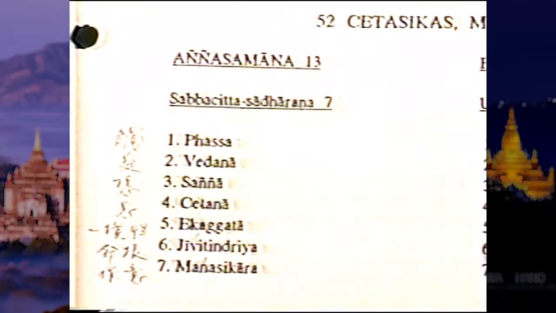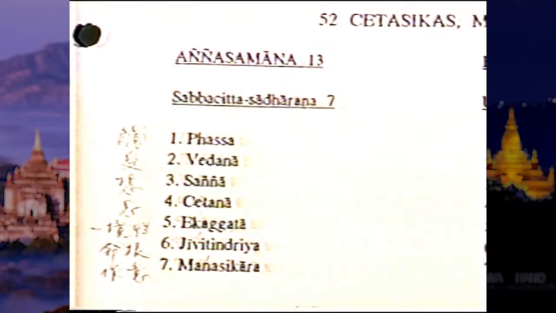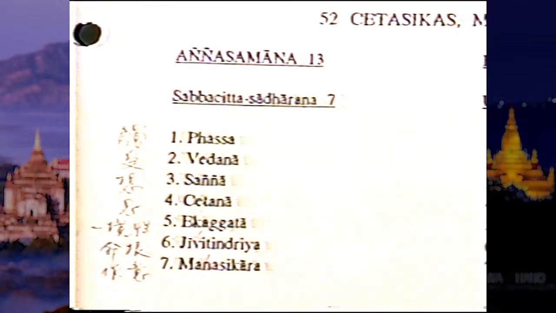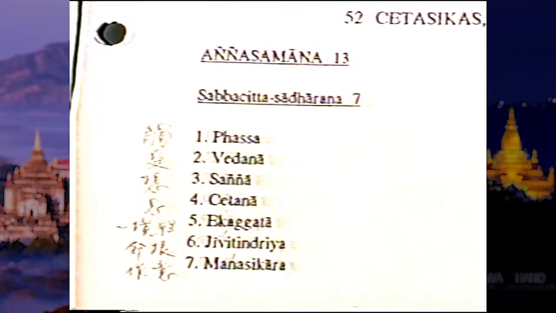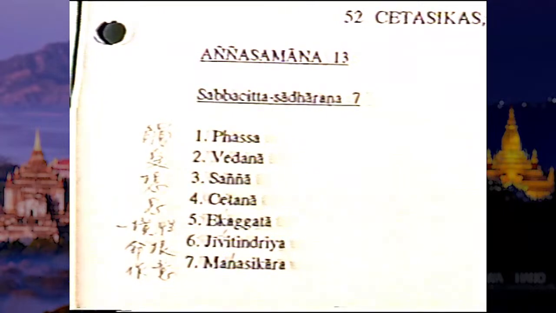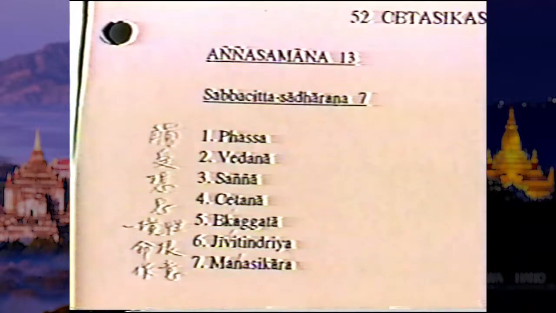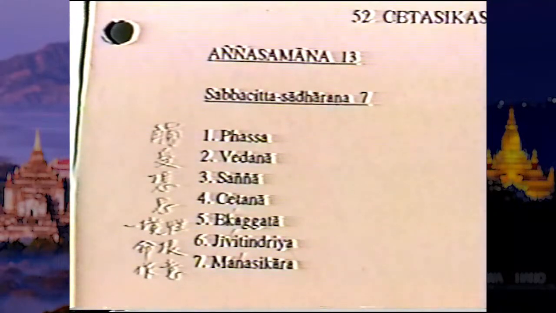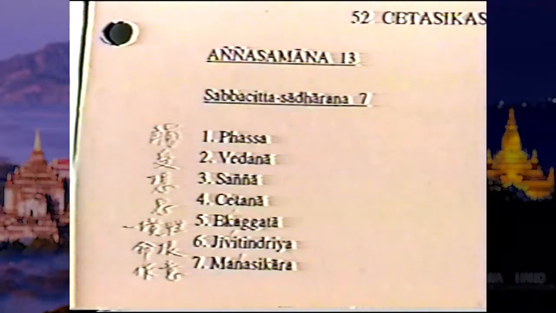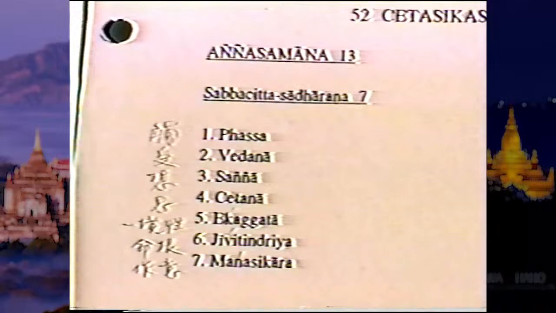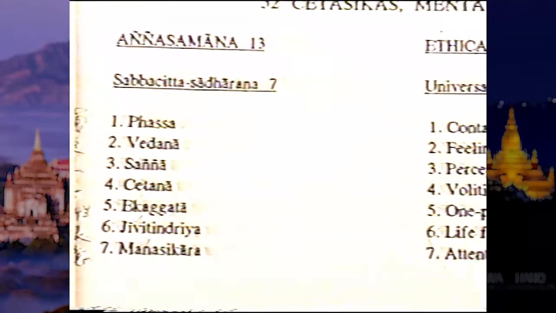Now what are the 7? You remember them? Number 1, Phassa, meaning contact. 2, Vedana, feeling. 3, Sanya, perception, making a mark. 4, Cetana, volition. 5, Ekaggata, one-pointedness of mind. 6, Jivitindriya, life faculty; it is the mental life faculty. And then 7, Manasikara, attention. Now these are states of mind that accompany every type of consciousness, all 121 types.